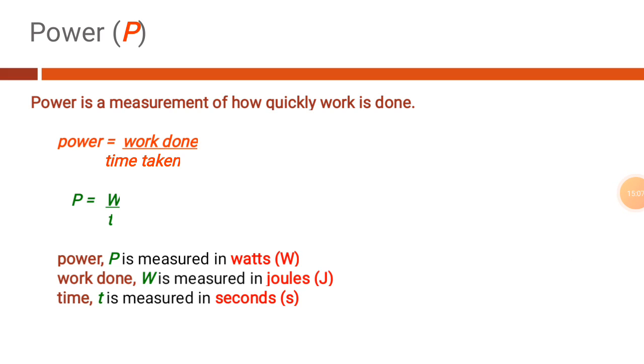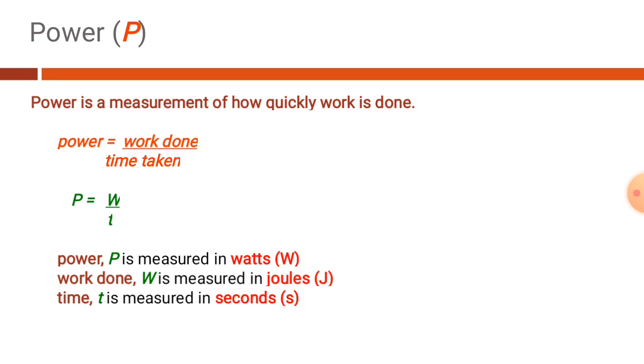Power is a measurement of how quickly work is done. In simple words, for example, a person who is able to climb up the stairs in a very quick way, we will say that this person has more power.